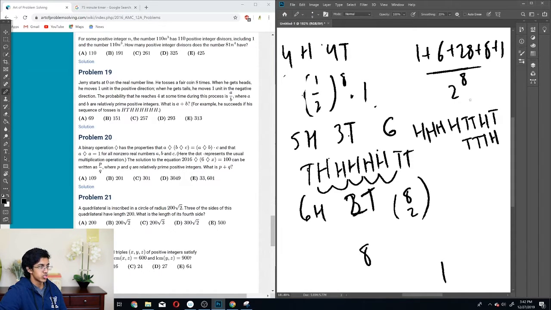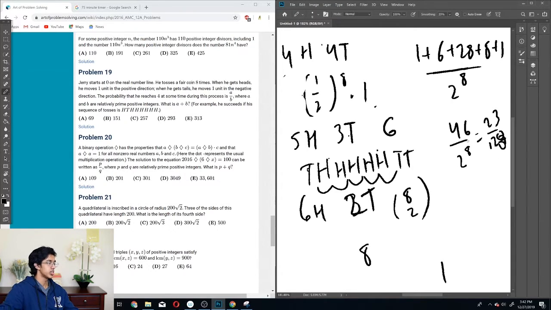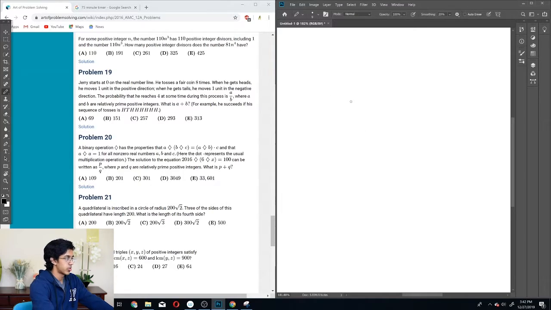Okay, so we had to add these two in. So then we have 46 over 2 to the 8. 46 over 2 to the 8 is equal to 23 over 128. And then this should be 151, which is B. Nice, let's go. Alrighty, number 20.